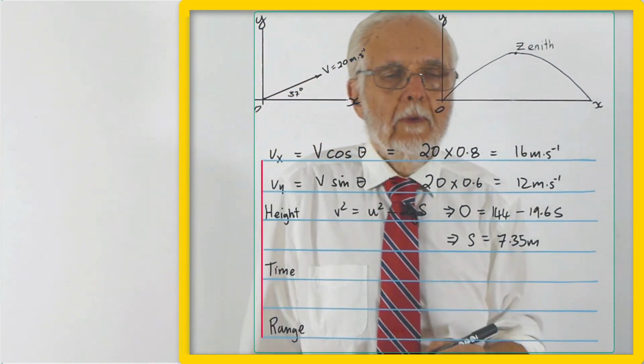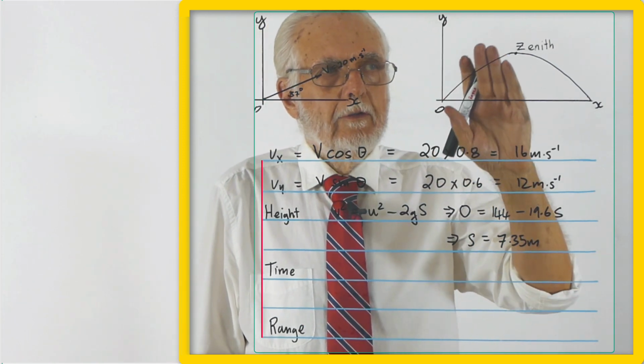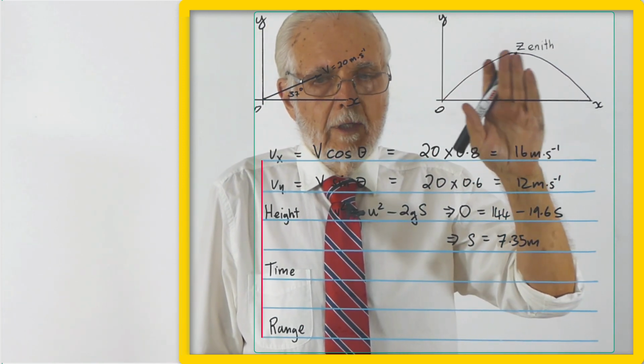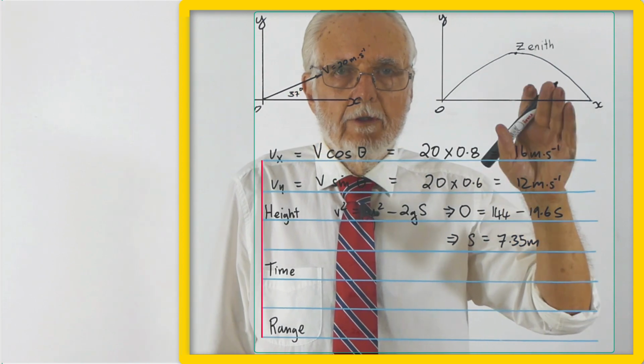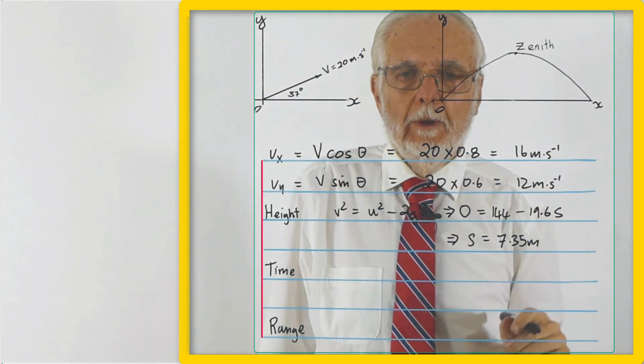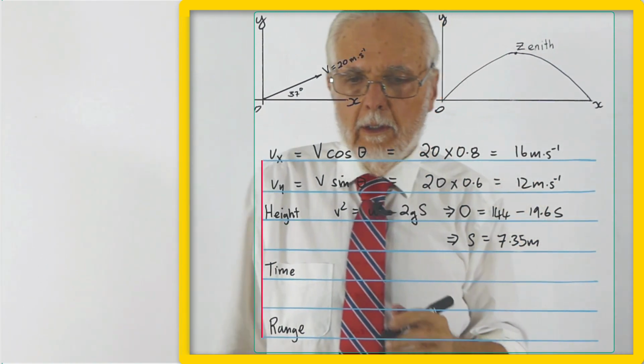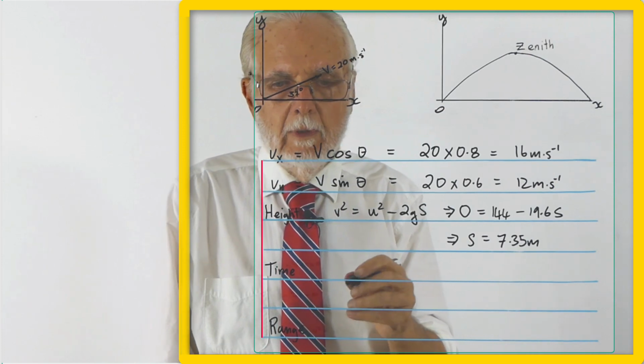For the time, we just need to find the uptime. So there's an uptime and a downtime. They're both equal because of the symmetry of the situation. So if we find just t up and multiply by 2, we'll have the total flight time. Okay, so let's do that.